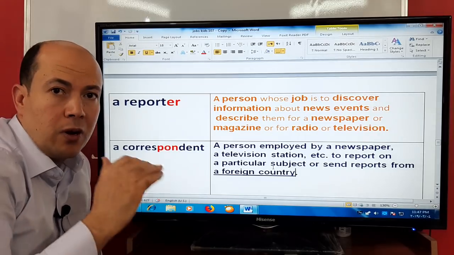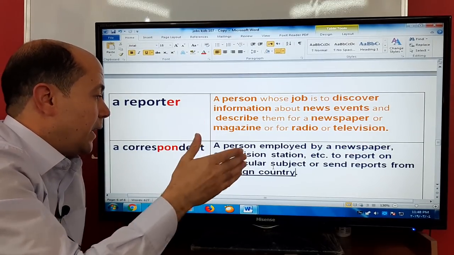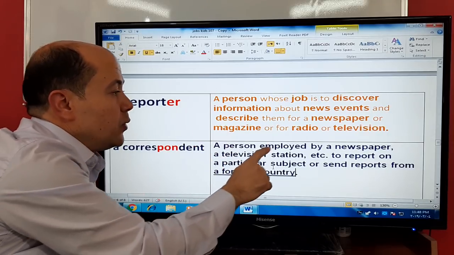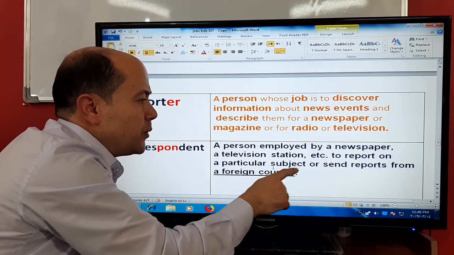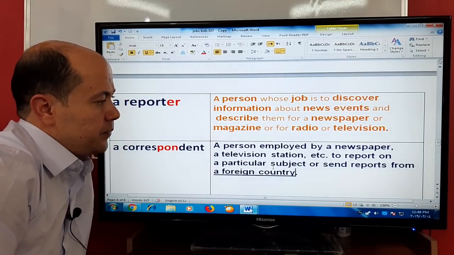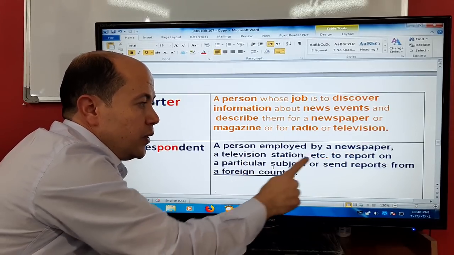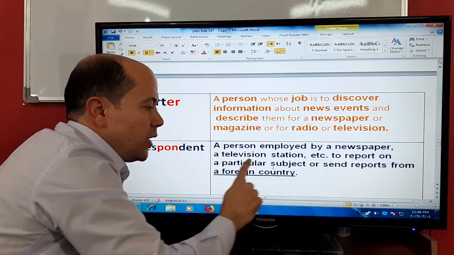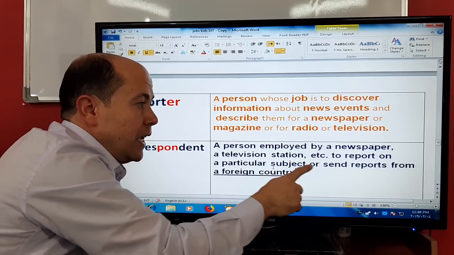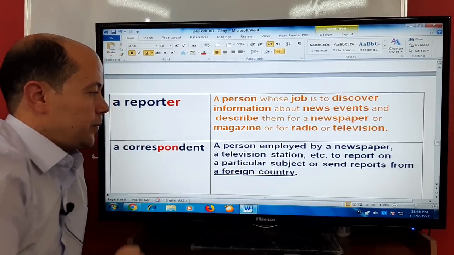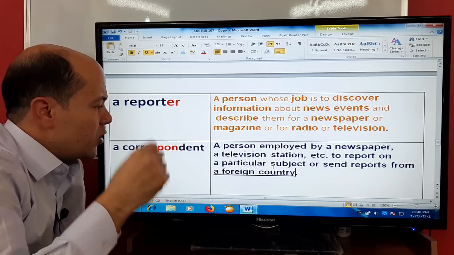Reporter. Fast. Correspondent, برضو مراسل, بس ده غالبا بيبقى من دولة بعيدة أو من دولة أجنبية. A person employed by a newspaper, a television station, etc. to report on a particular subject or send reports from a foreign country. الشخص اللي متوظف بواسطة جريدة أو محطة تلفزيون إلى آخره, to report on a particular subject, عشان يبلغ عن او يقرر اخبار عن موضوع معين او يبعث تقارير من دولة اجنبية. A correspondent. He is a correspondent or he works as a correspondent.